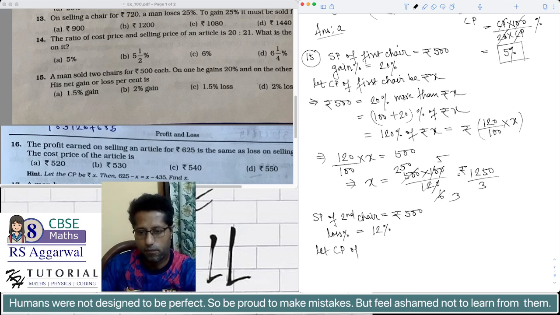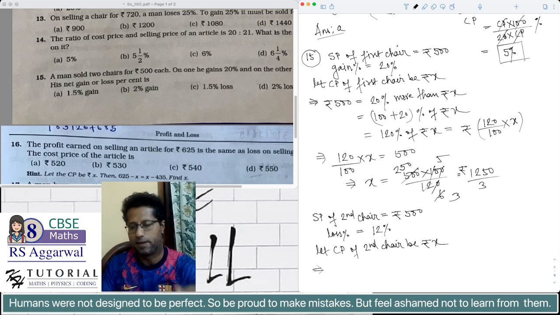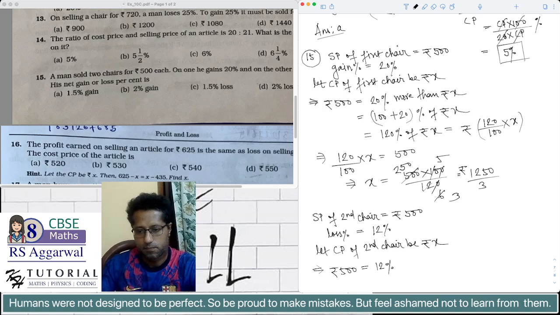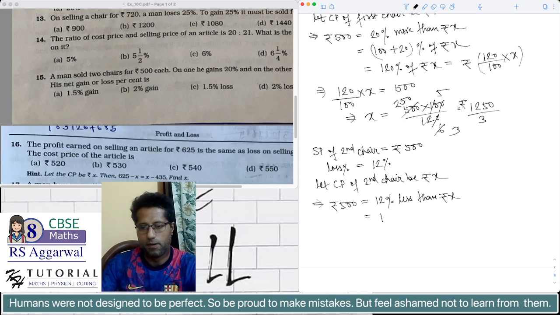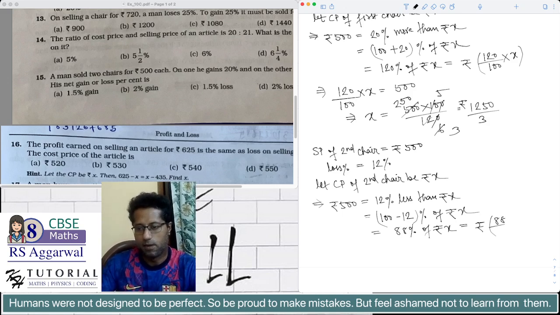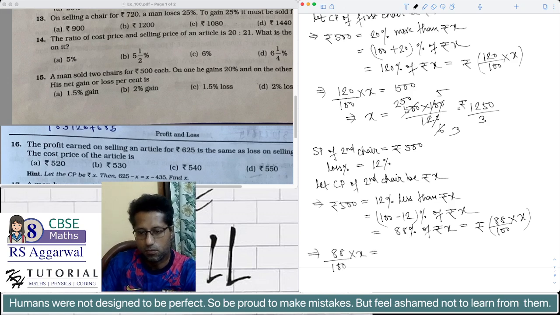So if we consider, let CP of second chair be rupees X. This implies that rupees 500 will be equal to 12% less than rupees X. 12% less means 100 minus 12% of rupees X. This is equal to 88% of rupees X, and this is equal to rupees 88 by 100 multiplied by X. This implies we can say that 88 by 100 multiplied by X is equal to 500.